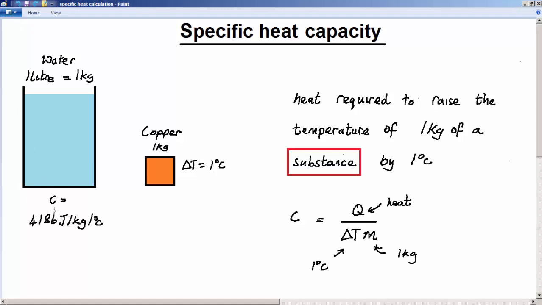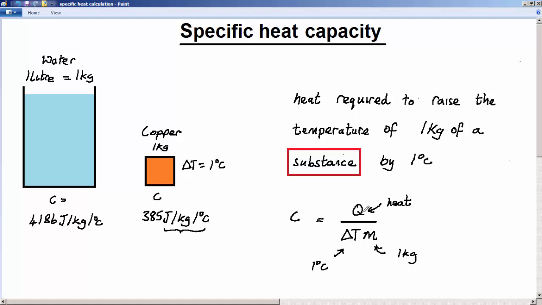We find out that the specific heat capacity of water actually is very, very high indeed. It's 4,186 joules per kilogram per degree Celsius. So water is a substance with one of the highest specific heat capacities, whereas that of copper is 385 joules per kilogram per degree Celsius. Just make a note of the units here. We've got joules per kilogram per degree Celsius. That comes out of the formula.